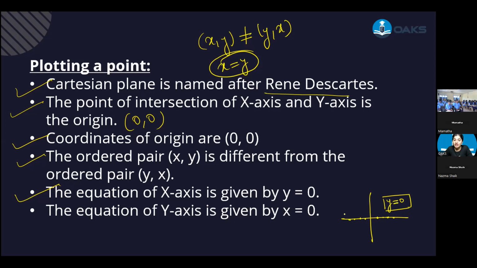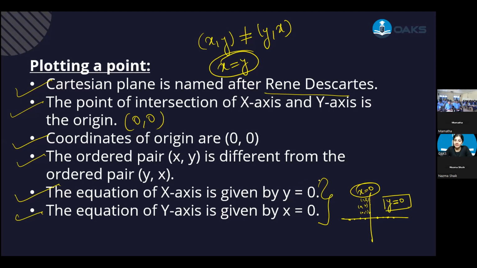And the equation of the y-axis: here you have plotted points like (0, 1), (0, 2), (0, 3). So I am noticing that x is equal to 0. So here the equation of the y-axis is x is equal to 0. Kindly note it down. These are some new points for you. The equation of the y-axis is x is equal to 0. The equation of the x-axis is y is equal to 0. Does everybody understand this point?